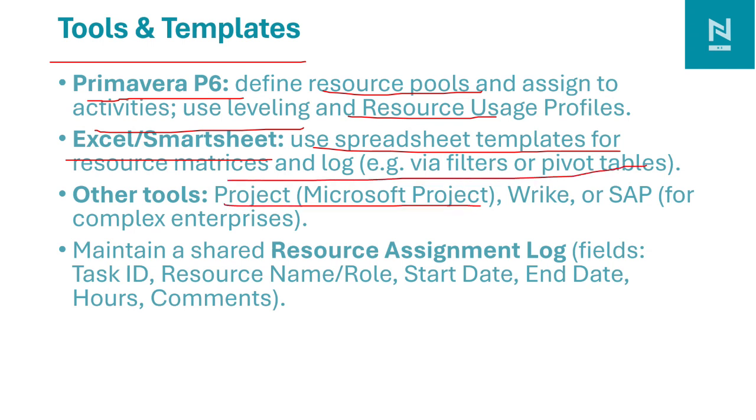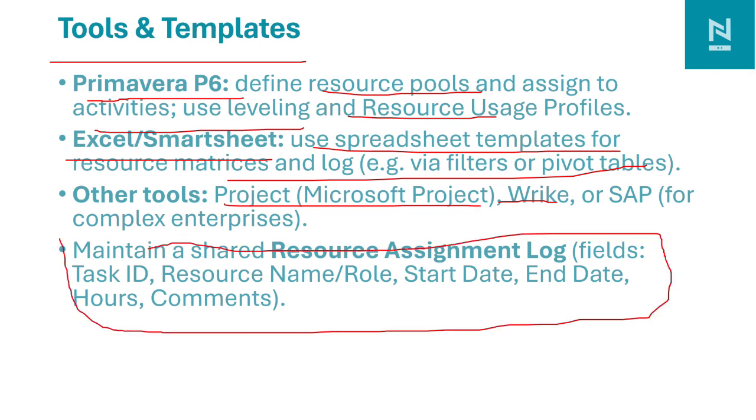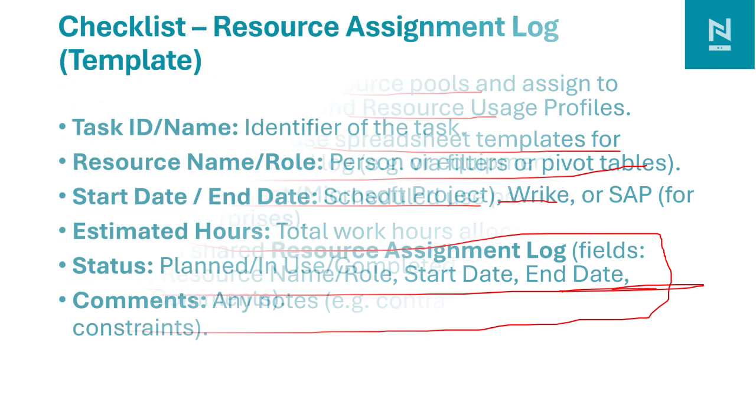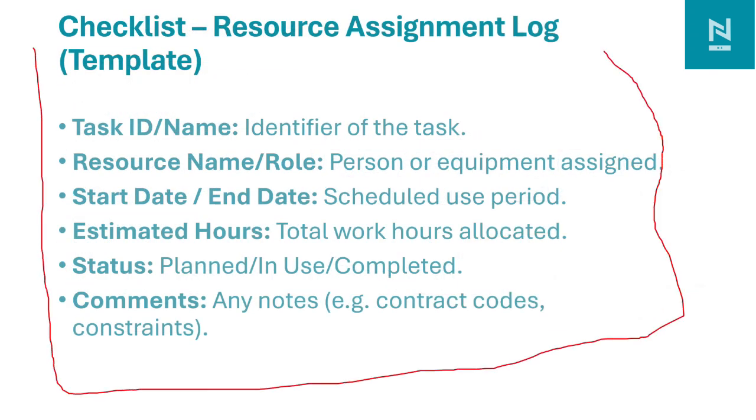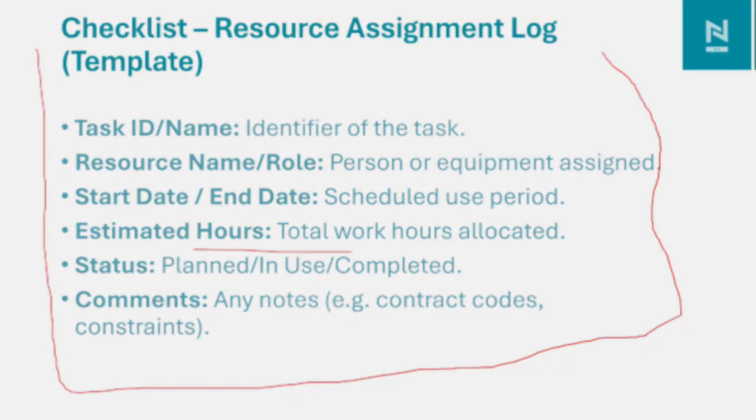Other tools can be Microsoft Project, Wrike, and SAP. And we can also maintain a resource assignment log, which can contain task ID, resource name, role, start date, end date, hours, and comments. In that way also we can track where the resource is working on the project. This is the resource alignment log tab, where we can keep track of where the resource is working, how much work is being done, and on what day it became free. So that information can be found here.